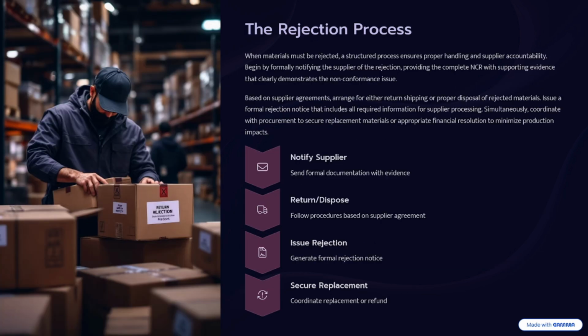The rejection process. When the material must be rejected, a structured process ensures proper handling and supplier accountability, beginning by formally identifying the supplier. Okay, so the rejection process means once you have identified, yes, this is the mistake we found from the supplier, what you will do is you have already created an NCR file. You have the photo, you have the evidence, everything is here.